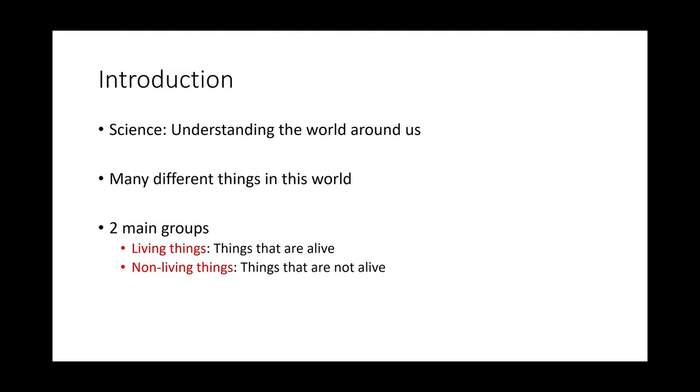Now, no matter how big the world is, we can basically put them into two main groups. The first group is living things. The second group is non-living things. Living things refers to things that are alive. Non-living things refers to things that are not alive. A simple example of living things will be us. We are alive, so we are called living things. Things that are not alive can be the chair you are sitting on right now, or the table in front of you. So these are things that are not alive.